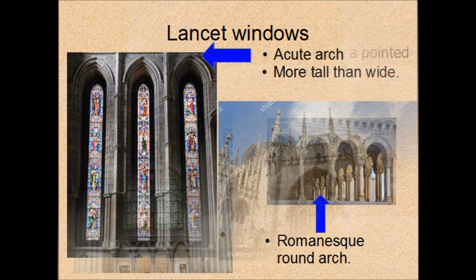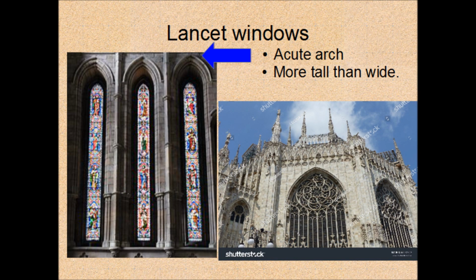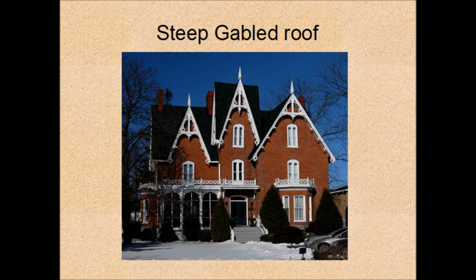Then there are the lancet windows. They are very high, narrow windows, always much taller than they are wide. They are topped with sharp acute arches. That arch, which resembles the point of a spear, is called a lancet. Another characteristic of the Gothic revival is the steep gabled roof. It can be defined as a roof sloping downward from a central ridge so as to leave a gable at each end.